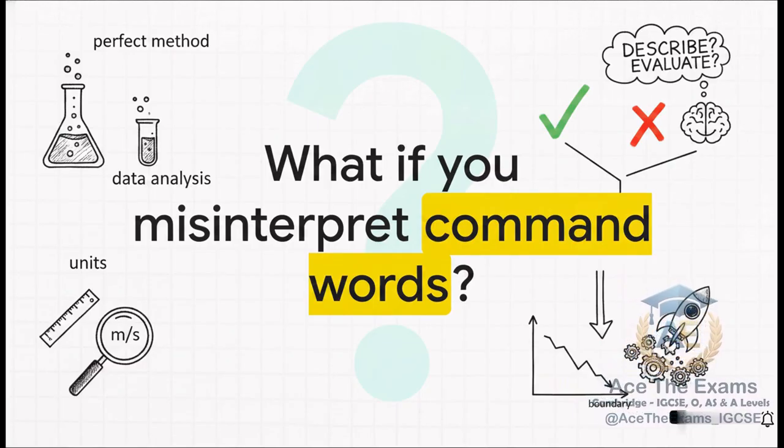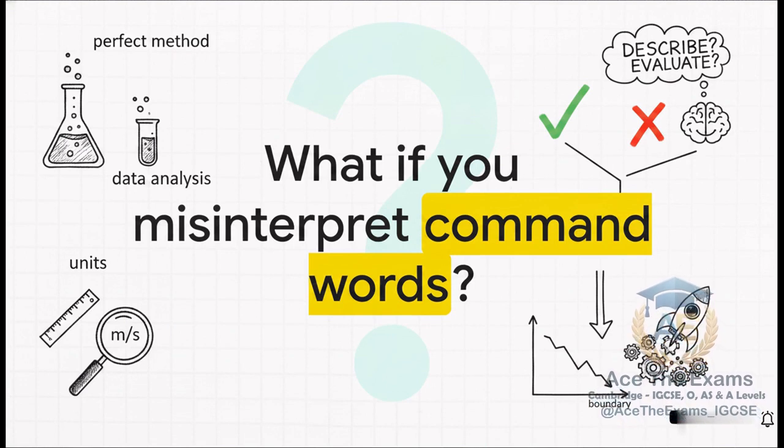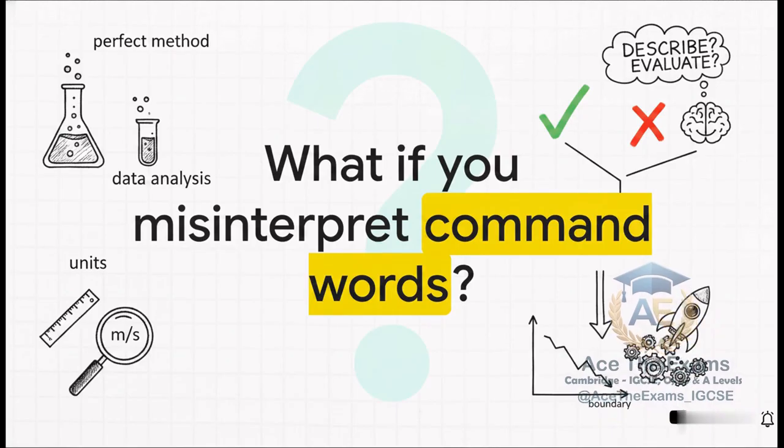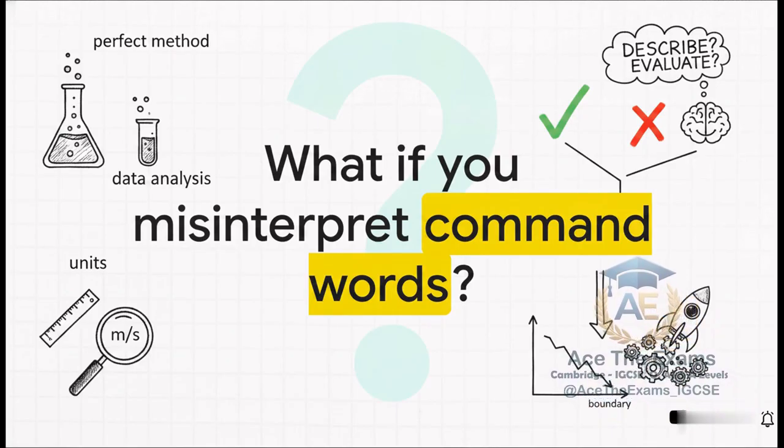Misinterpreting command words is the hidden cause of grade boundary failure in Biology 9700. So to solve this, your mandatory next step is to watch our next explainer, where we break down the exact command words that decide your fate.